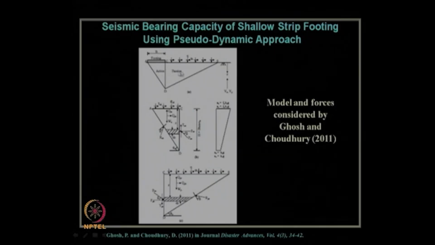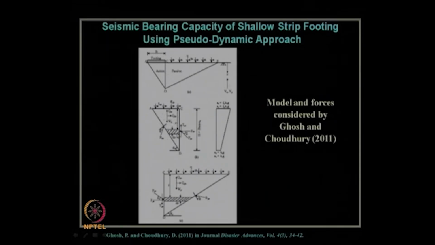This was basically the extension of the pseudostatic bearing capacity factor determination by Richards et al. in 1993. Their paper we have extended for further analyzing it through the use of this new pseudodynamic approach. So, within these two zones, these are the forces acting.